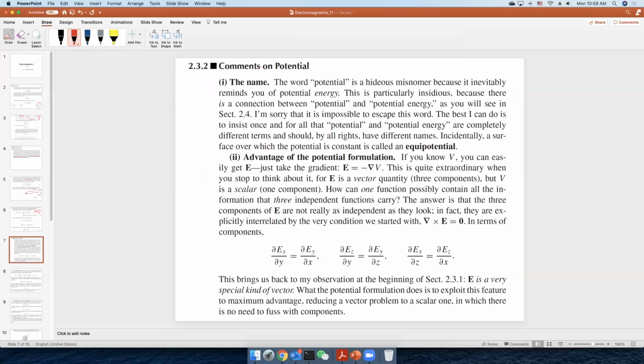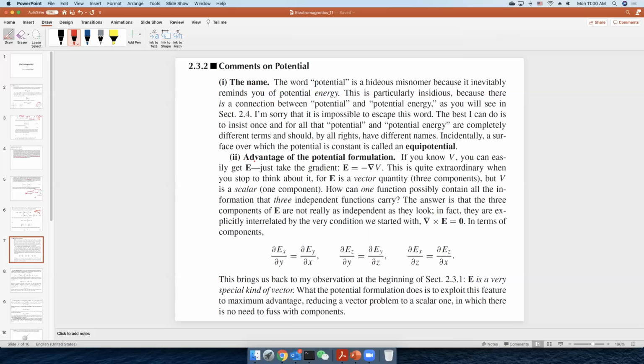Now let's see some comments on the electric potential. First, as a name, we name it potential. It sometimes reminds you of, let's say, potential energy. But actually here, this potential doesn't mean energy. It's just the electric potential. It's an independent definition from potential energy.